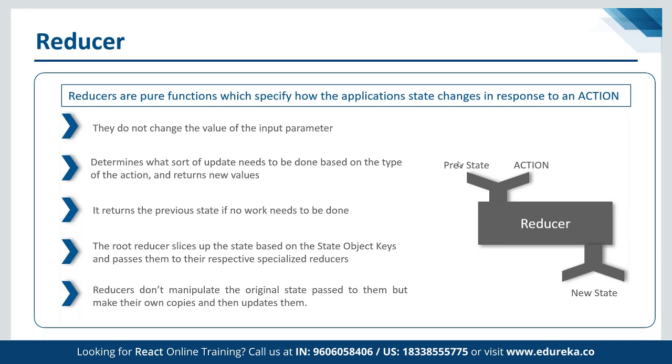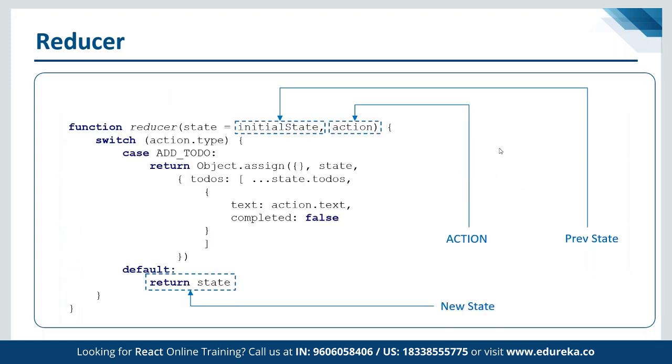So let's say we had defined the entire function reducer state, where we can define the initial state and action. Then here we can use a simple switch action type, the case as add to do, where we are returning the object assigned to state, and then here we have a to-dos list for state. And then in text we are going to work on the action.text, and then completed should be false, and then the default is what we are going to return the state itself.